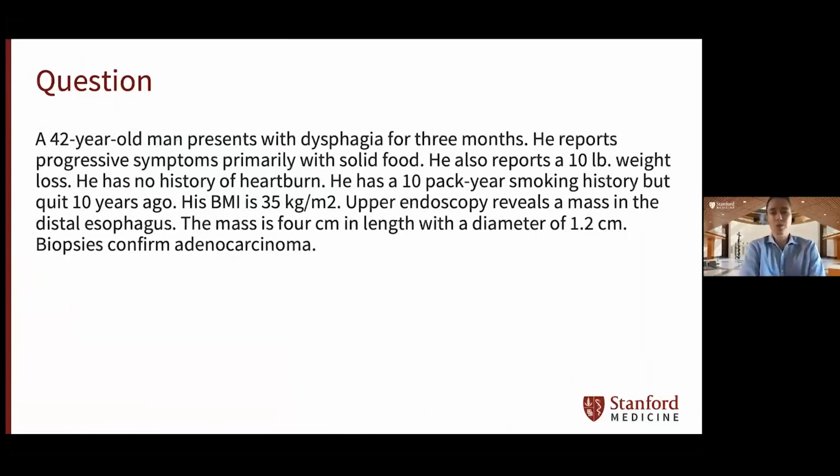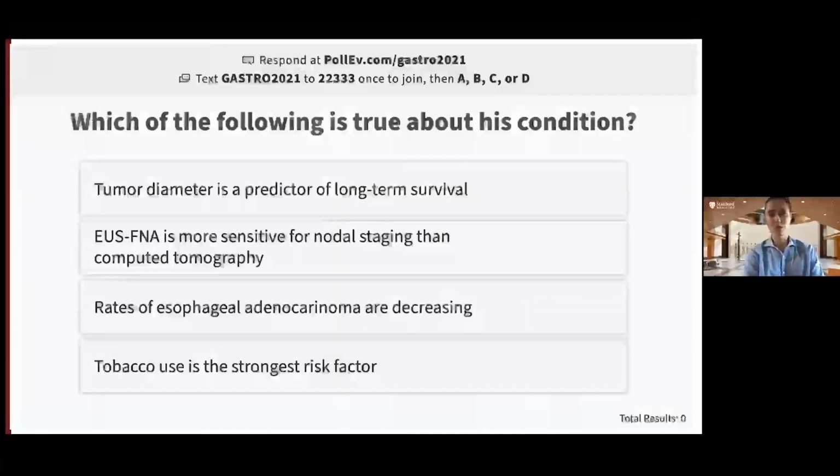The mass is 4 centimeters in length with a diameter of 1.2 centimeters. And biopsies confirm adenocarcinoma. Which of the following is true about this patient's condition? A, tumor diameter is a predictor of long-term survival. B, EUS FNA is more sensitive for nodal staging than computed tomography or CT. C, rates of esophageal adenocarcinoma are decreasing. And D, tobacco use is the strongest risk factor for esophageal adenocarcinoma.